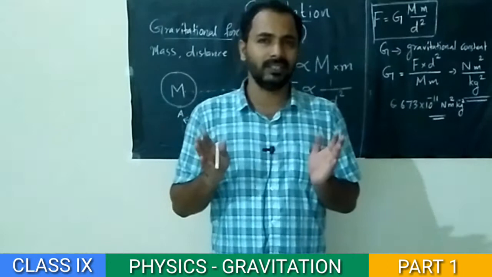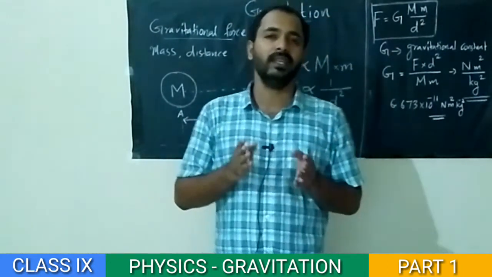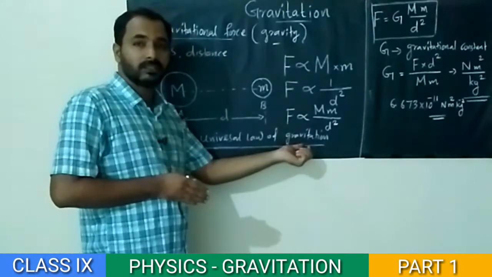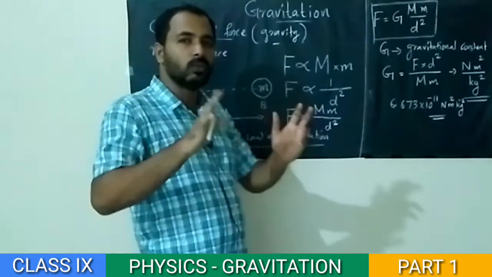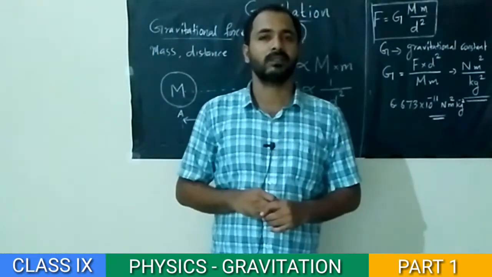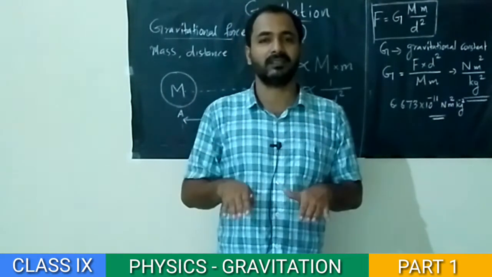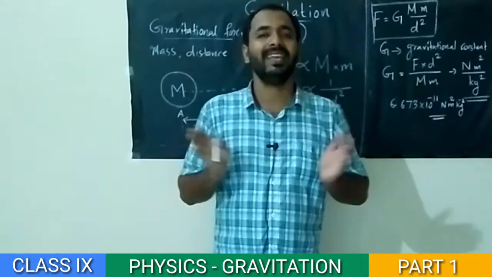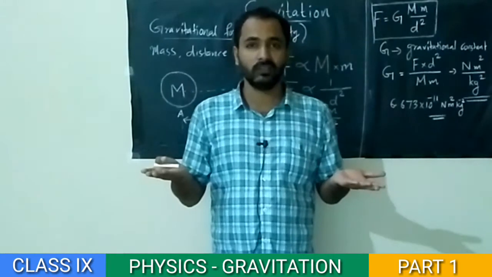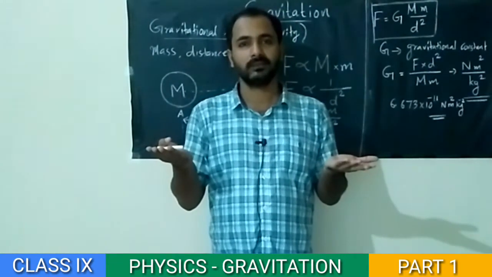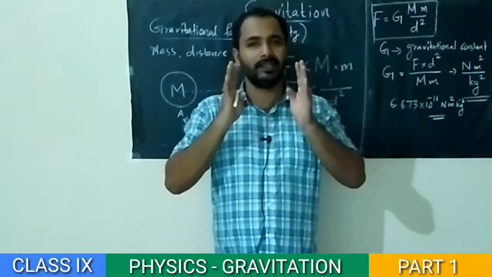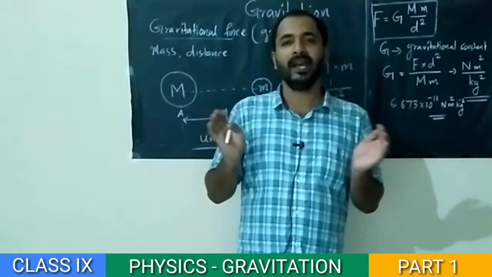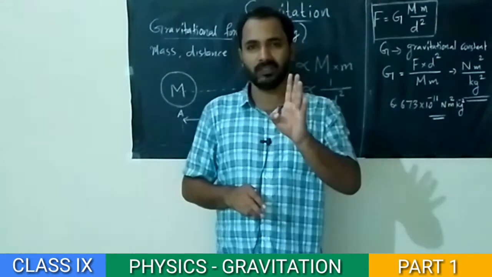We know this law is a universal law. Why is this law of gravitation called the universal law of gravitation? This law is applicable to all objects in the universe. It binds us to the earth. Gravitational force binds us to the earth. If there is no gravitational force, what happens? Because there is gravitational force, we are bound to the earth. That is the first importance.